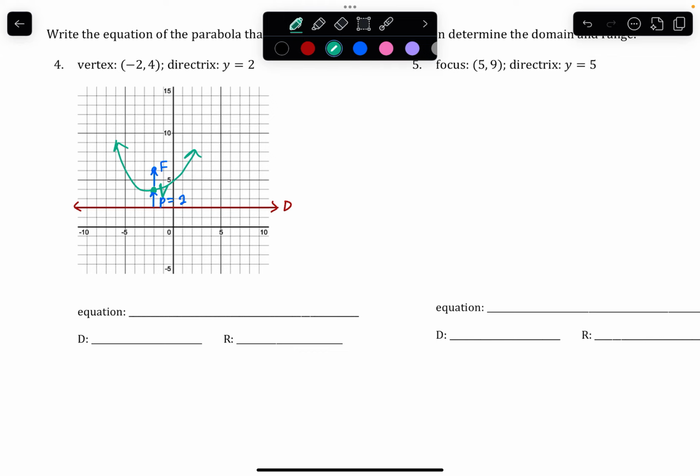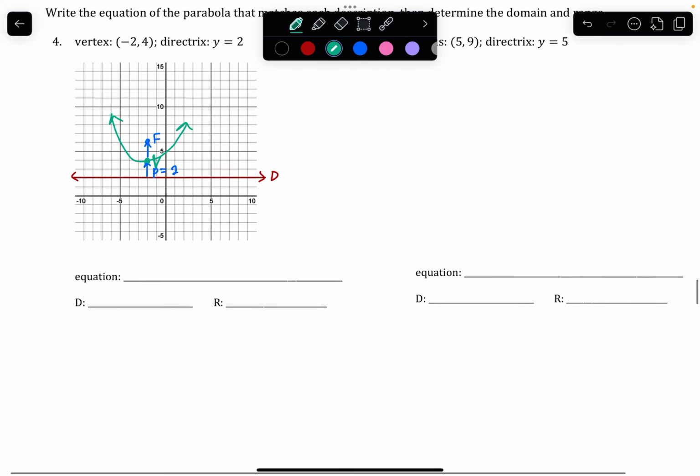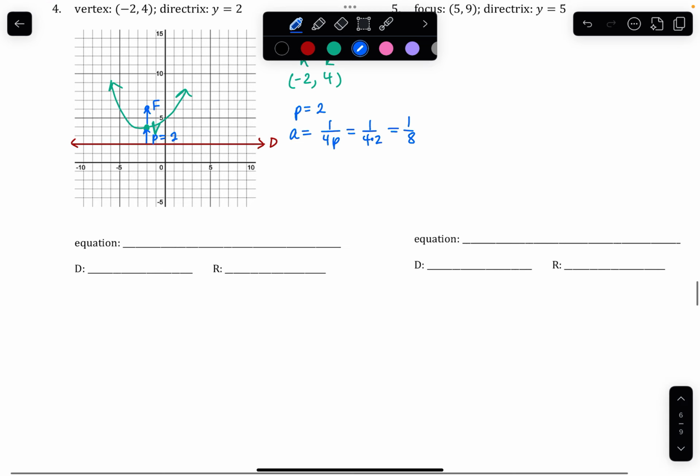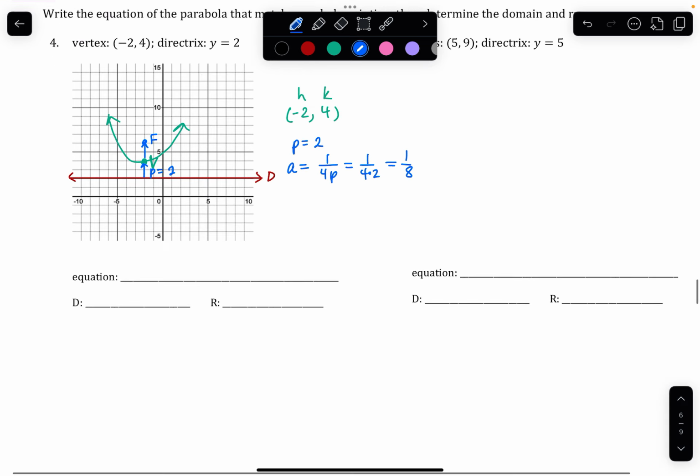They didn't say to graph it, so we'll just sketch it. And so we have our vertex at -2, 4. That's going to give us our h and k. And then we know p is 2. And so to get a, we just do 1 over 4p, which will be 1 over 4 times 2, which is 1/8.